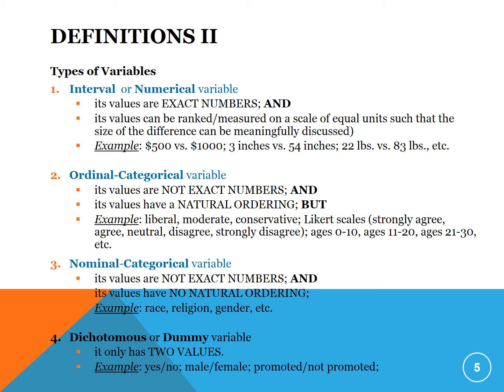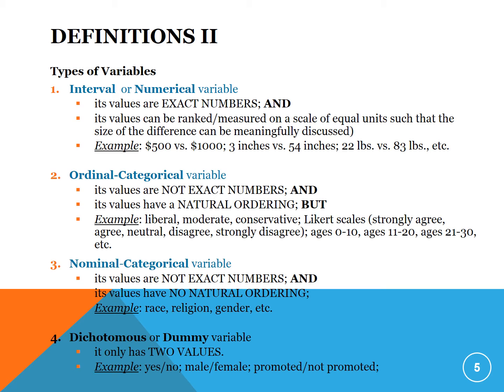For example, if I asked you what you make on any given day, and you said $500, $1,000, $20, that is an interval level variable, right? Other examples you can see here are how much something weighs or how long or tall something is, in inches and pounds, dollars, and all of that.